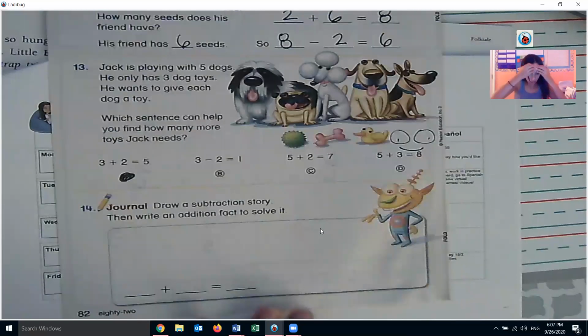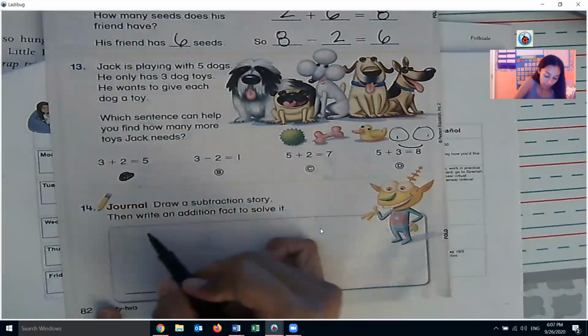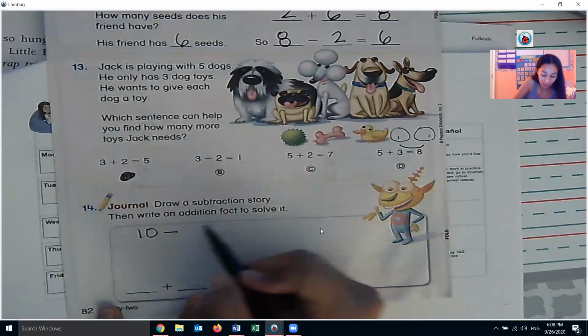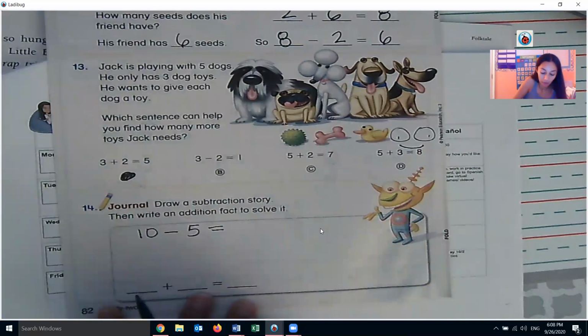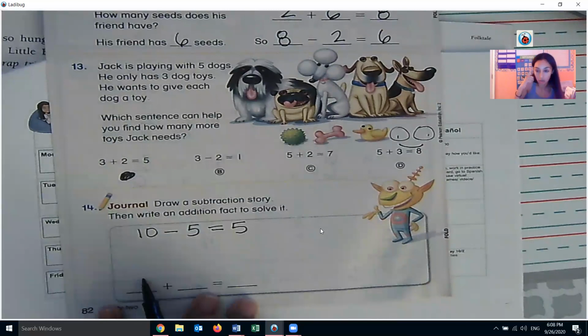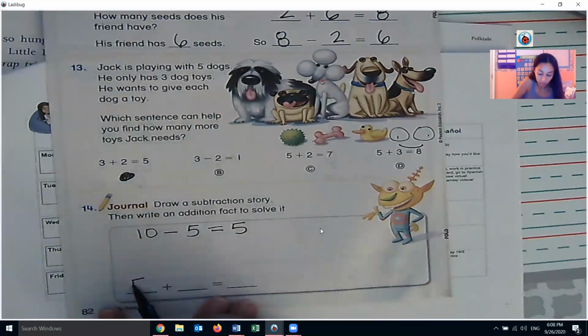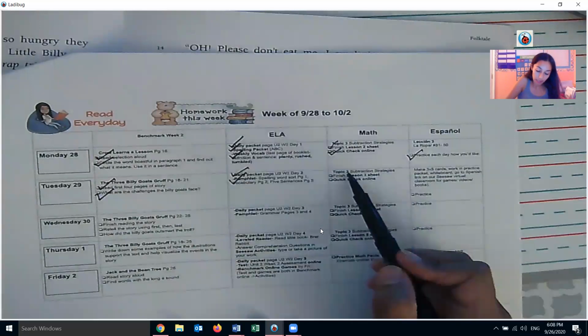The last one is a subtraction story. So maybe there are 10 aliens here on Earth. 5 go back to space. How many are left? There's 5 left. So if we wanted to use the addition sentence to think about to solve that, we could think about our doubles. 5 plus 5 is 10. All right, so that was topic 3, lesson 3.